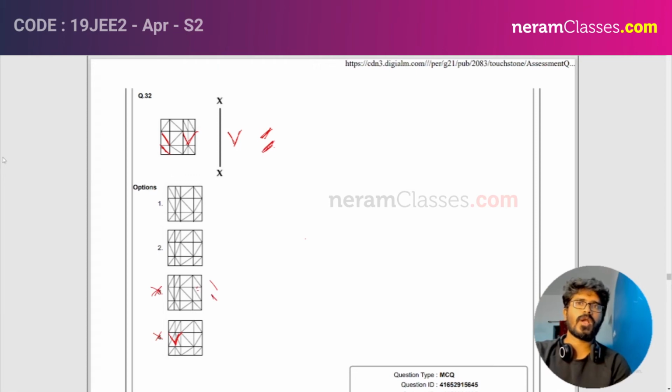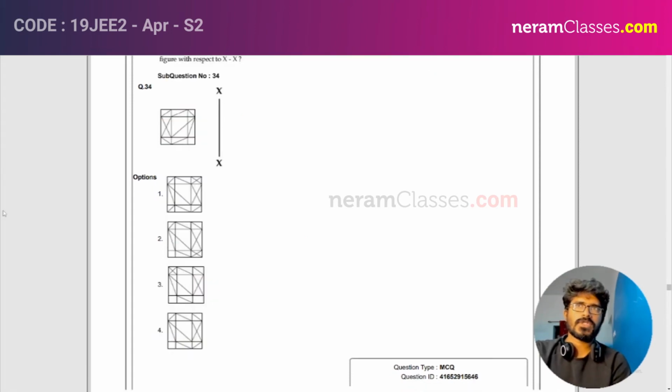If you compare 1 and 2, you will find a small difference here, which is this area. So this area is in the opposite direction, so in this mirror image it has to be pointed in this direction. So 1 is wrong because it's in the same alignment as the original, not mirrored. So 1 is also wrong. So 2 is the perfect mirror image for this 32nd question.